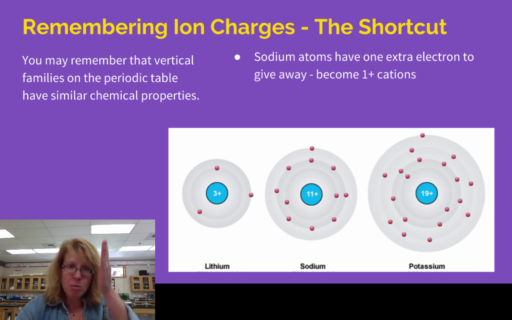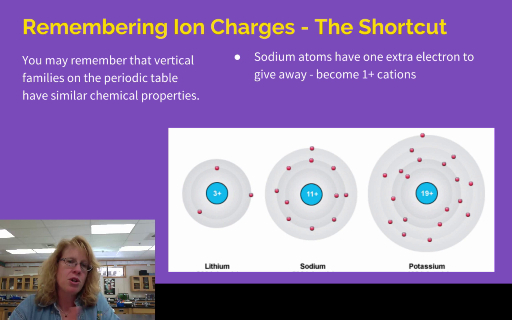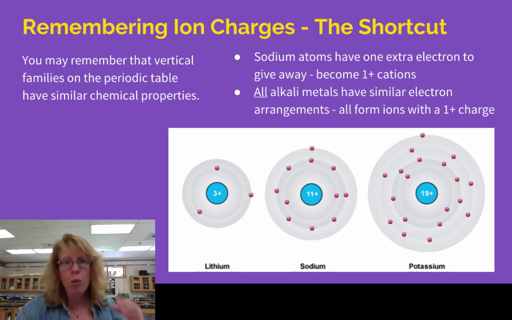So once you get the idea that there's a pattern vertically, once you figure out the charge of one thing in that family, you know the charges of everything in that family. So without drawing out every single diagram, we can realize that there are these systematic patterns of atomic shape.